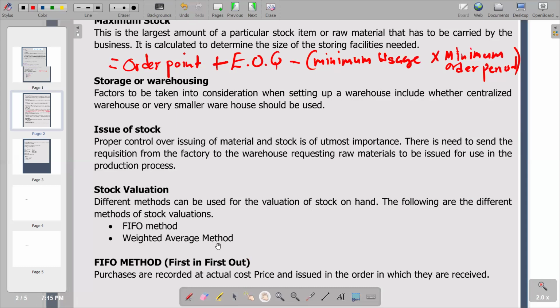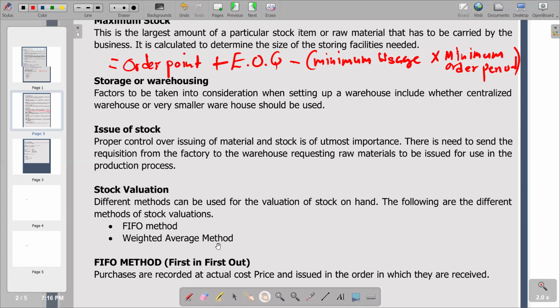On the FIFO method, it assumes that items acquired first will be issued first. Those that were bought first are the ones that are issued first, which means we are going to remain with the most recent stock in the business. So on stock valuation, the value of stock is going to represent the current prices, as we have the current stock in the business. Basically, the oldest inventory gets issued out before newer stock. That is the FIFO method.